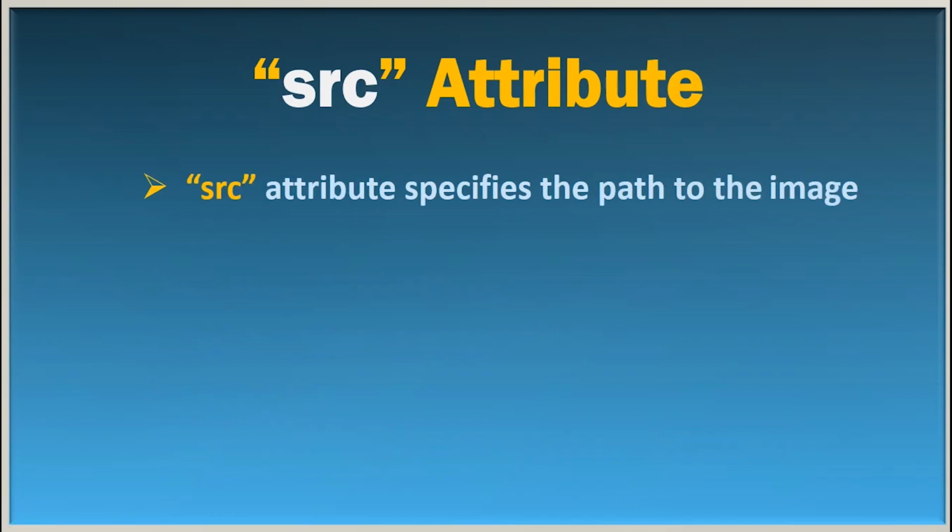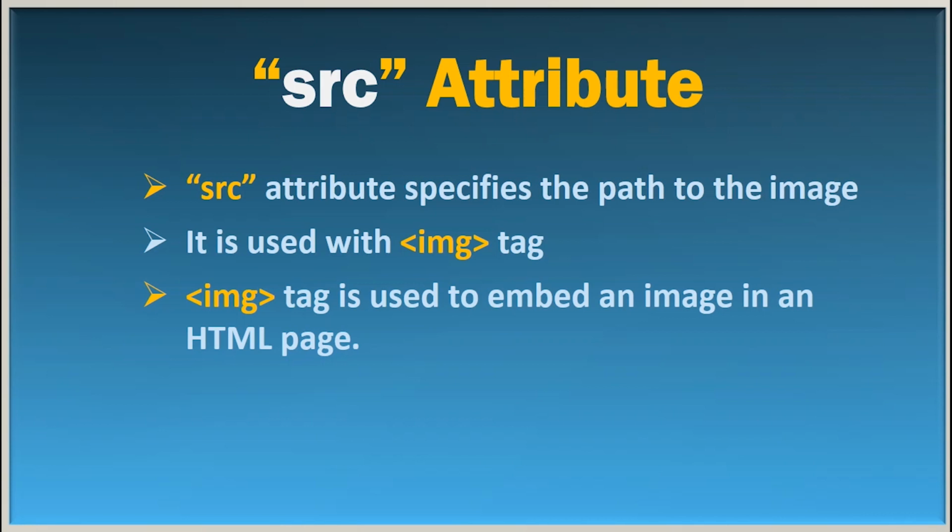src attribute. The src attribute specifies the path to the image. It is used with the img tag. The img tag is used to embed an image in an HTML page. For example, here is the img tag and here is the source attribute src, and this is the value of the attribute. It means this image is embedded in the HTML page.